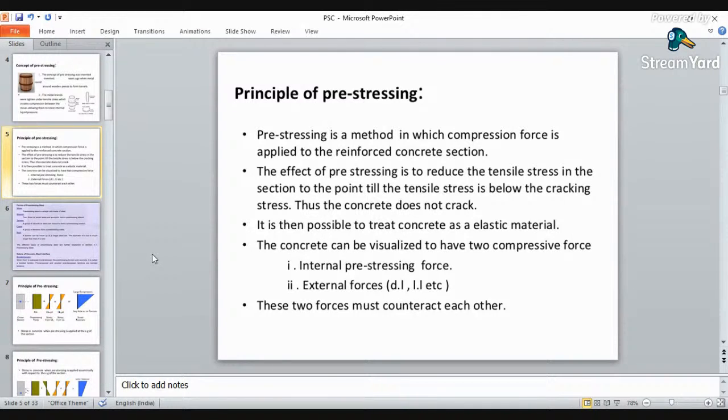So basically there are two types of forces when we are talking about pre-stressing. That is your internal pre-stressing force and the external force. Internal pre-stressing force is nothing but the force which we apply to the tendons for giving the tension, and external force is nothing but your dead load, live load, impact load, etc.